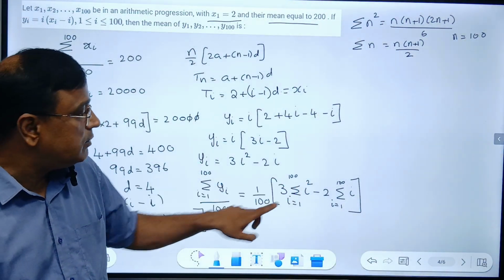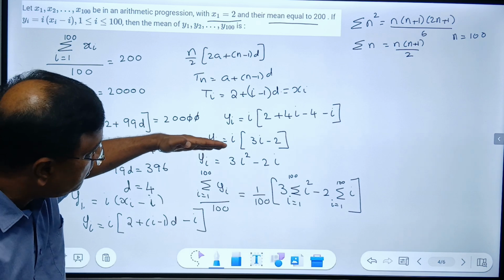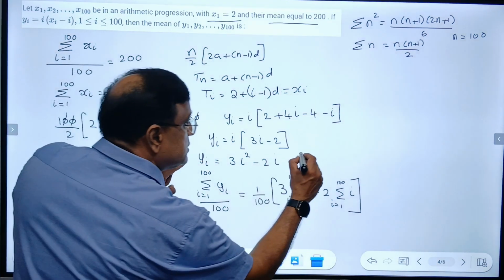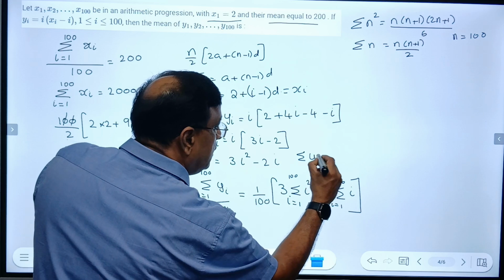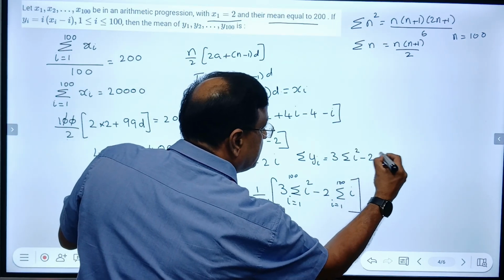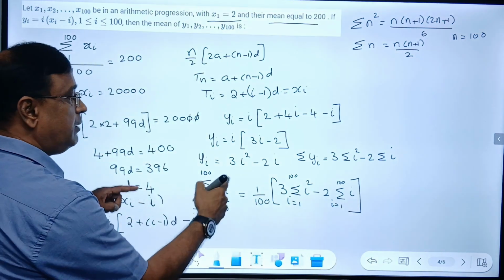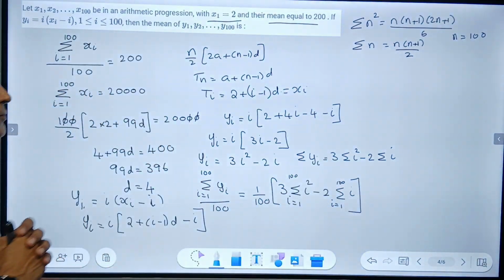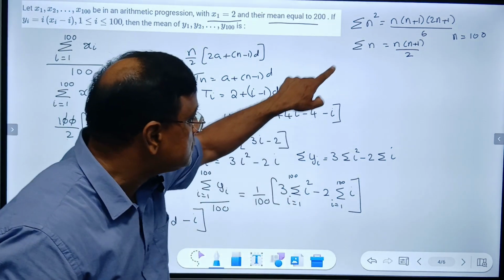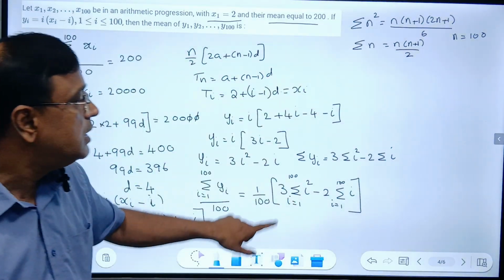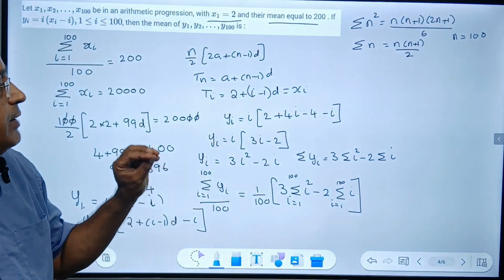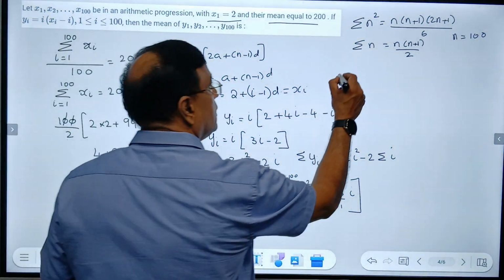Sigma i square. Once again, from here there may be a confusion. yi is given. Then I find sigma yi, which is 3 times sigma i square minus 2 times sigma i. Then I divide by 100. And sigma i square is the sum of squares of natural numbers, and sigma i is the sum of natural numbers. These are the formulas, and wherever n is there, put 100.